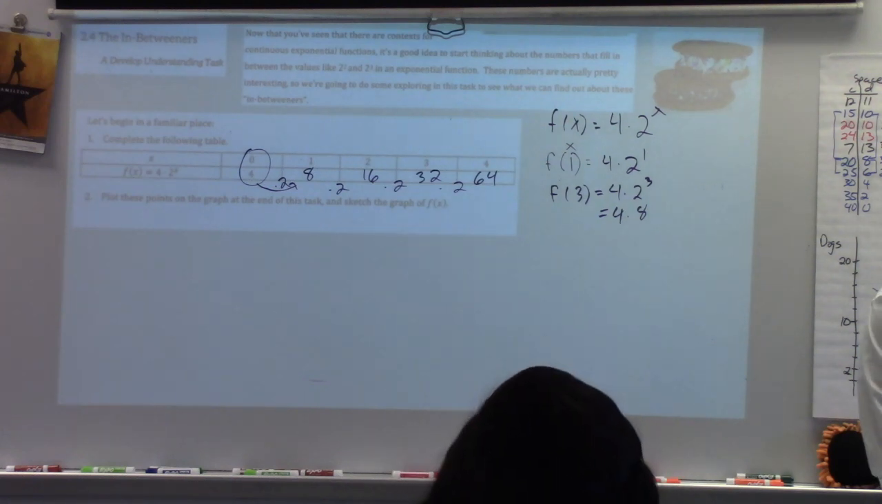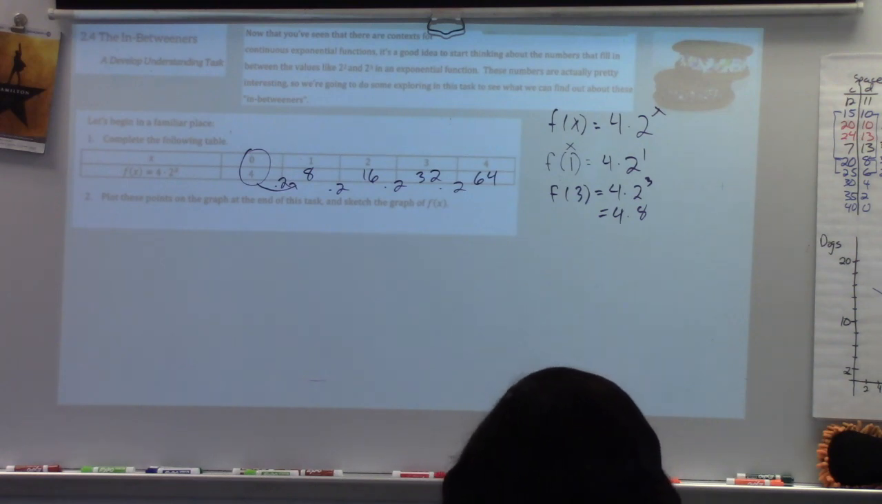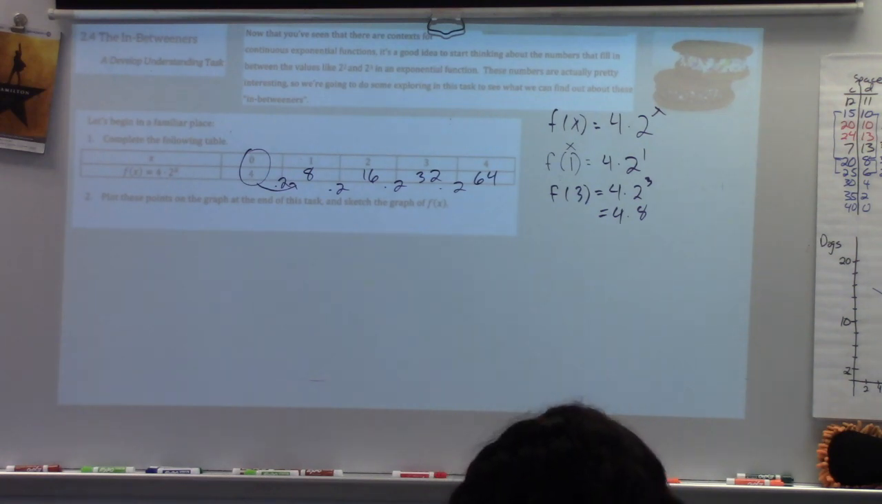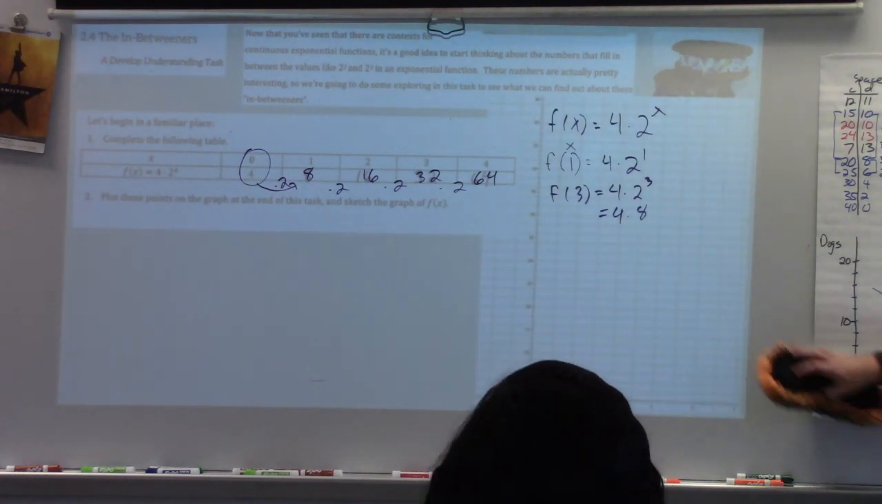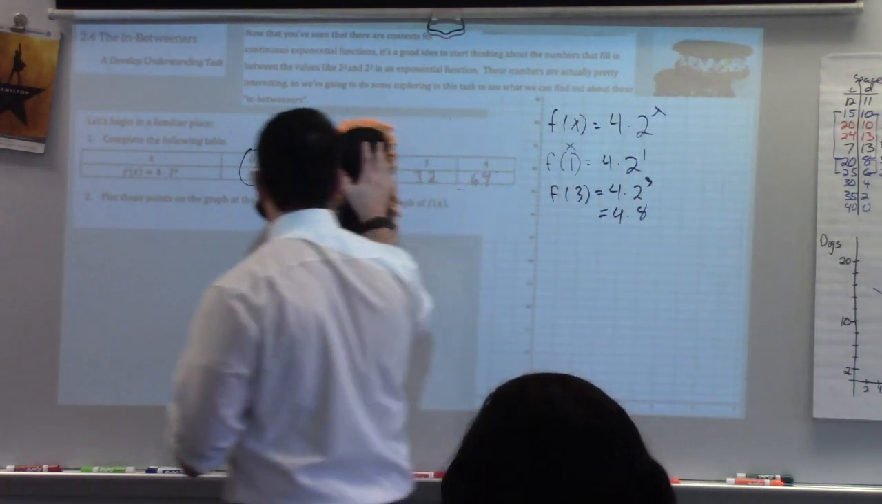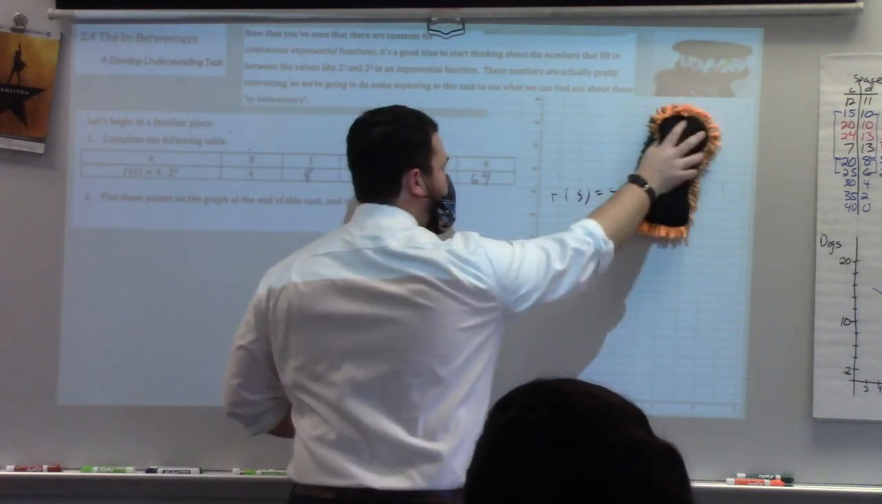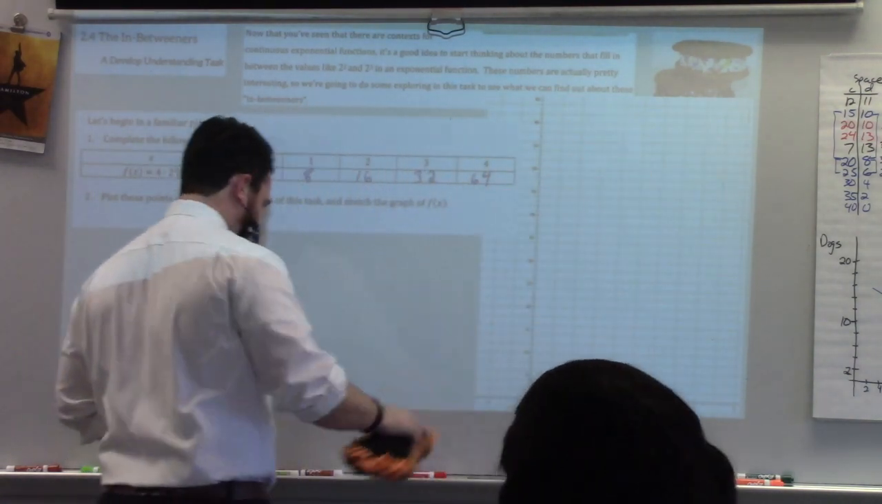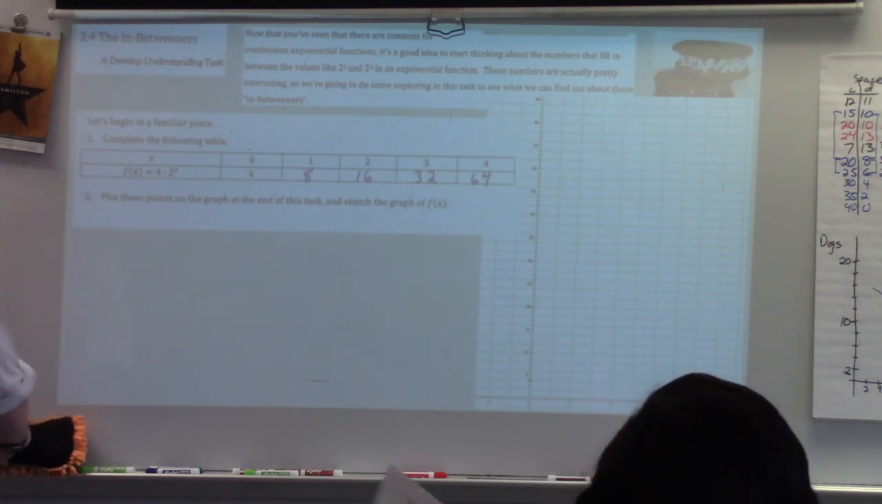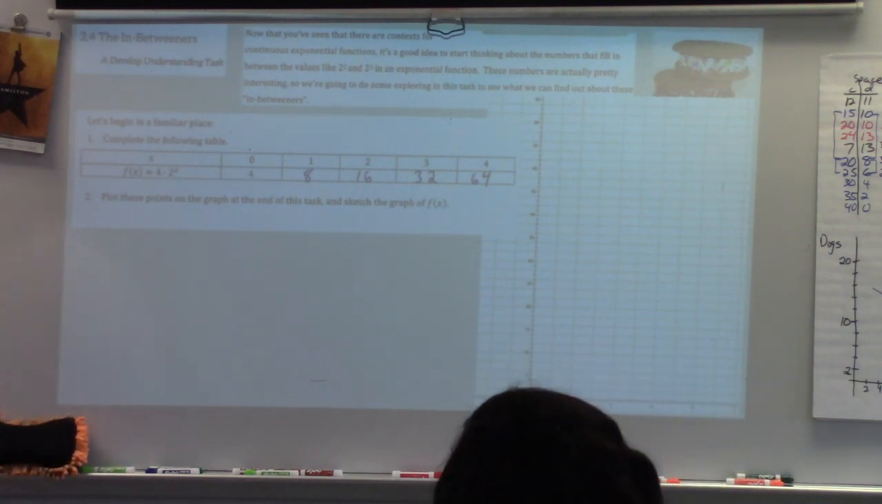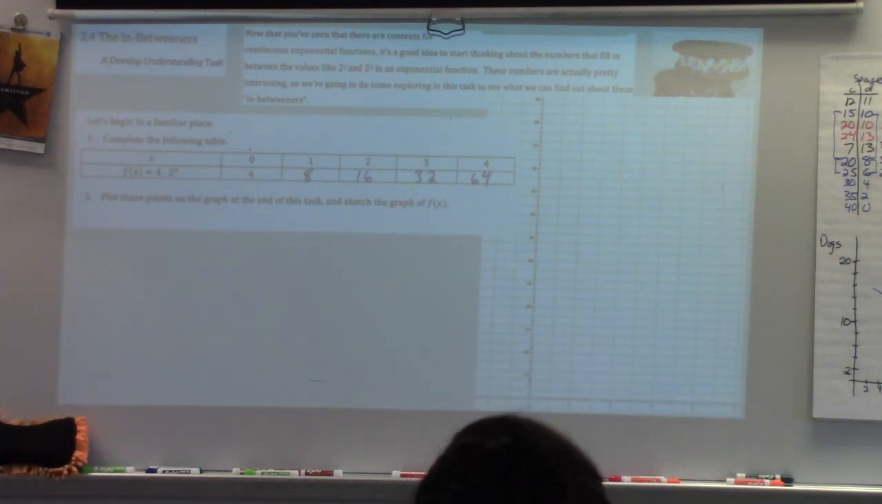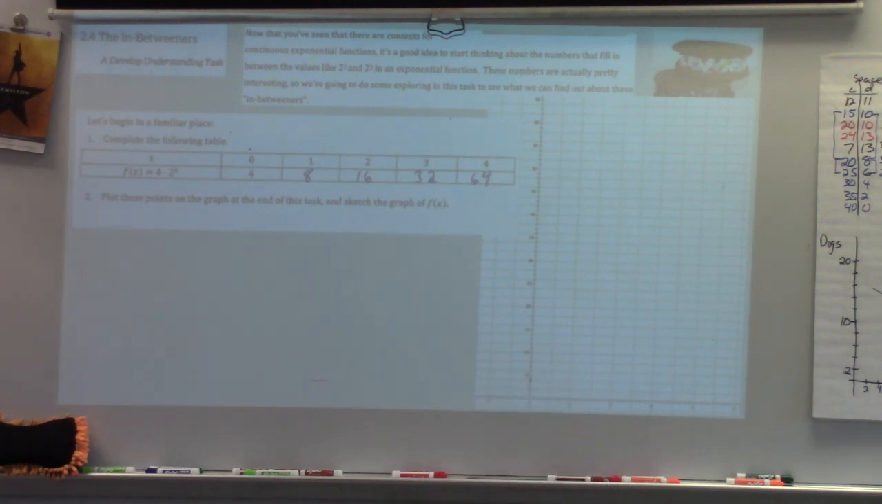Now, at this point, it does direct you, on number 2, to plot these points on the graph at the end of this task and sketch the graph of f of x. So on the very last page, you should see a pretty large graph there. I need you to graph those points. Pretty large graph at the back of the task. Nope, not there, Gavin.